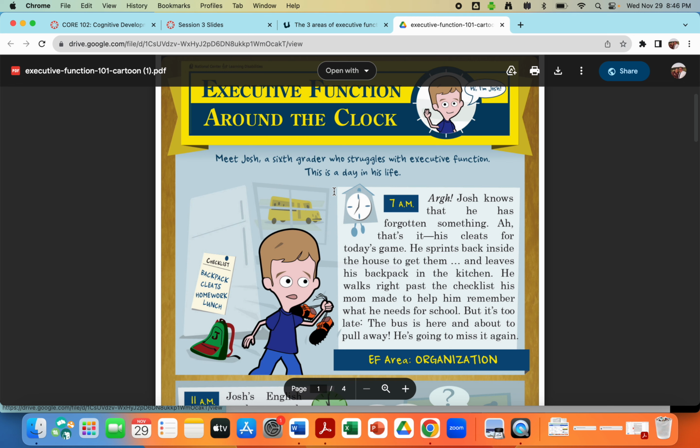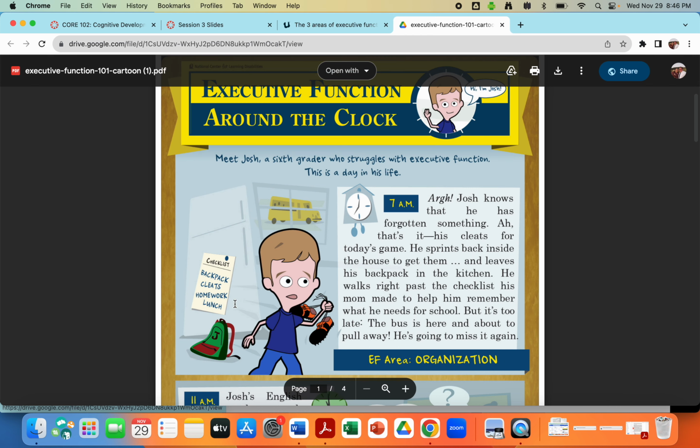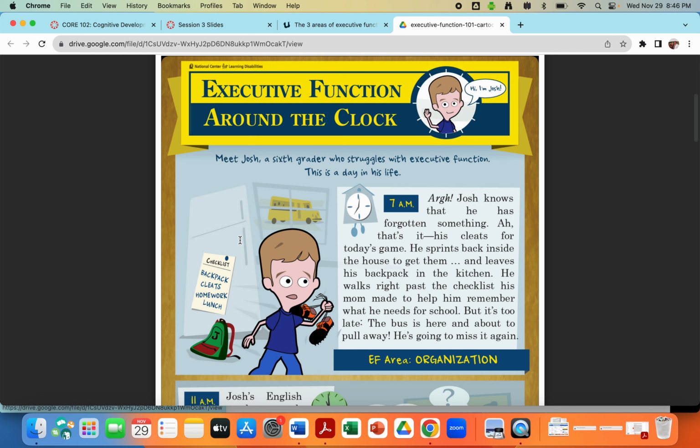Meet Josh, a 6th grader who struggles with executive function. This is a day in his life. 7 a.m. Arg! Josh knows that he has forgotten something. Ah, that's it. His cleats for today's game. He sprints back inside the house to get them and leaves his backpack in the kitchen. He walks right past that checklist his mom made to help him remember what he needs for school. But it's too late. The bus is here and about to pull away. He's going to miss it again.